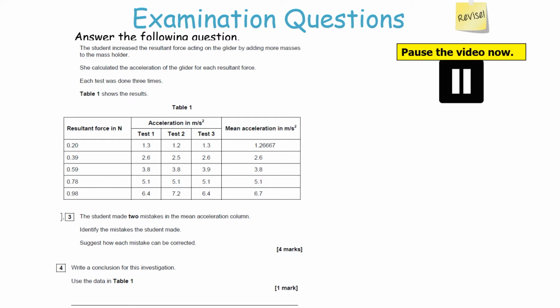The student then increased the resultant force acting on the glider by adding more masses to the mass holder. She calculated the acceleration of the glider for each resultant force. Each test was done 3 times and table 1 shows the results. The student made 2 mistakes in the mean acceleration column. Identify the mistakes the student made and suggest how each mistake can be corrected. Then write a conclusion for this investigation using the data in the table. Pause the video now, then unpause the video when you want to go through the answers.